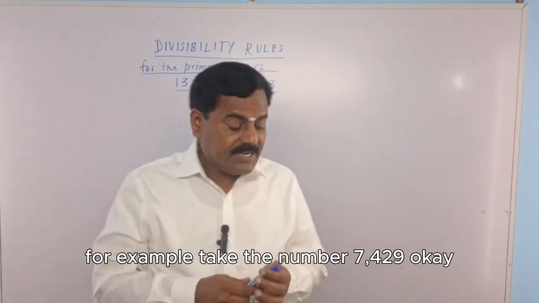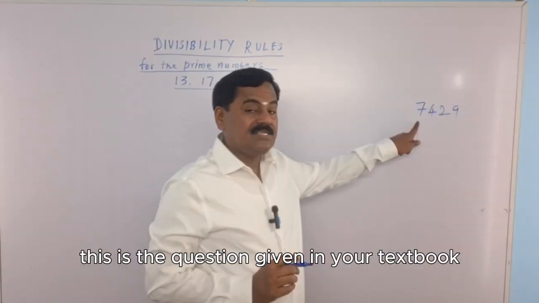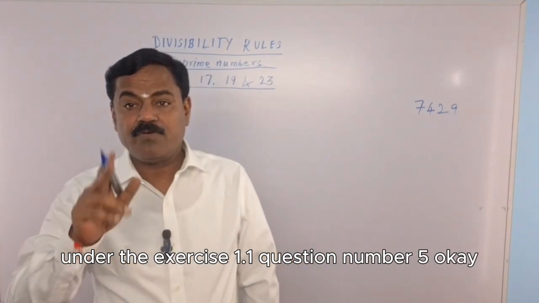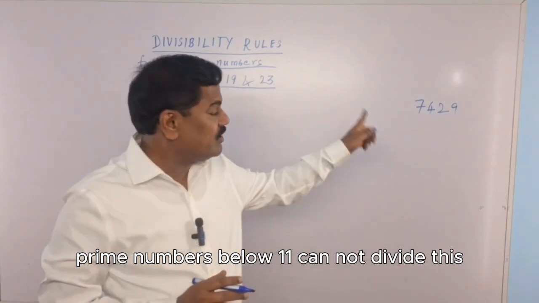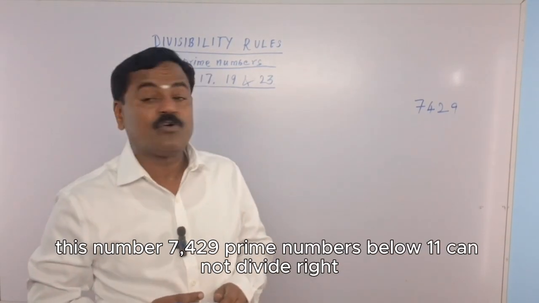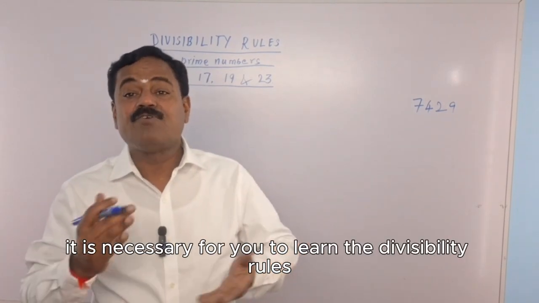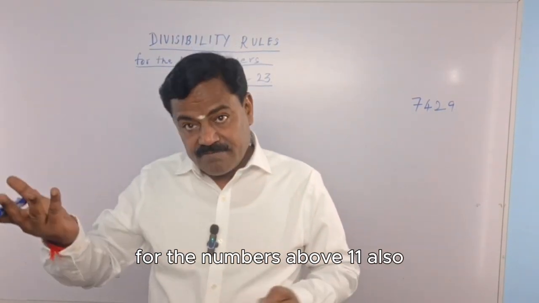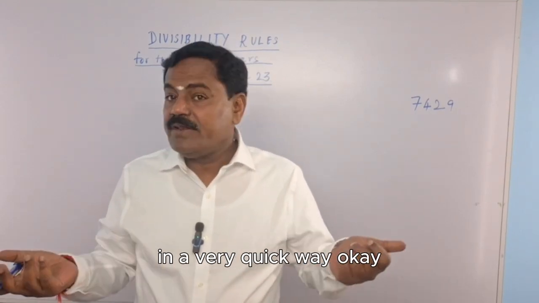For example, take the number 7429. This is the question given in your textbook under exercise 1.1, question number 5. Prime numbers below 11 cannot divide this number 7429. So it is necessary for you to learn the divisibility rules for the numbers above 11 also, so that you can do your prime factorization in a very quick way.